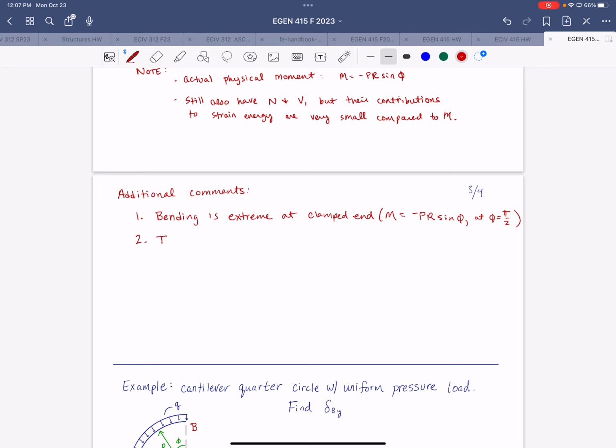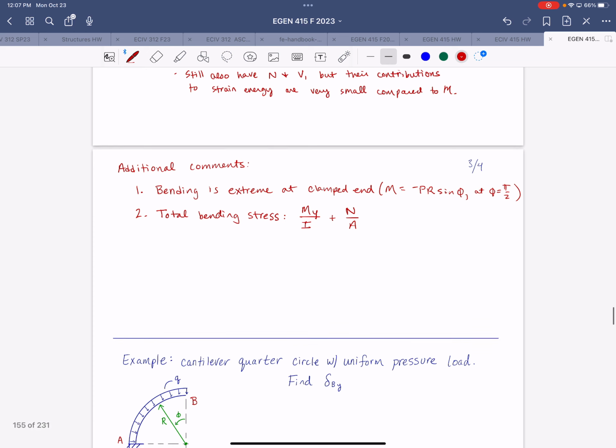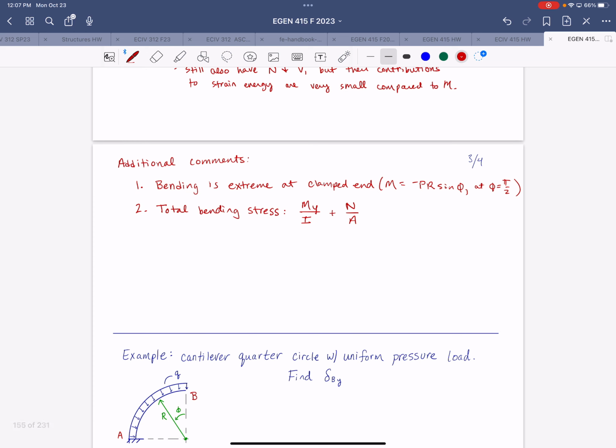So for total bending stress, we would still want to include the effects of any normal force. Even though we neglected it for the purpose of strain energy, we still have it contributing to bending stress. And then also keep in mind that with this energy method, we only obtain the deflections at the corresponding loads that we're using. We don't obtain the distribution of deflections.